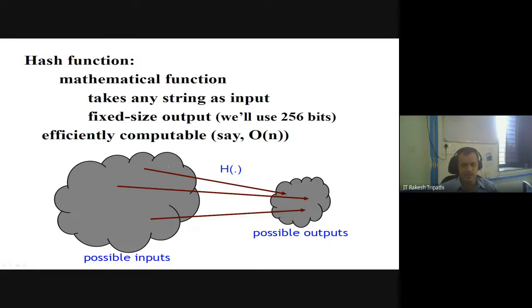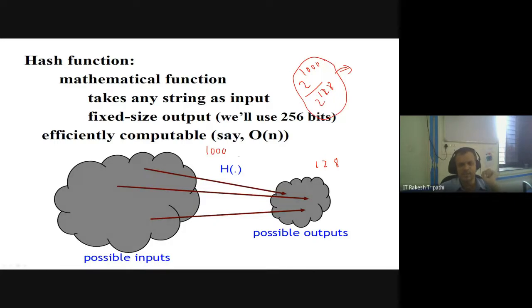So theoretically, many messages will map to the same hash value. If a message can be 1000 bits and the output is, say, 128 bits, then 2 to the power 1000 divided by 2 to the power 128 messages will map to the same hash value, if they are equally probable.